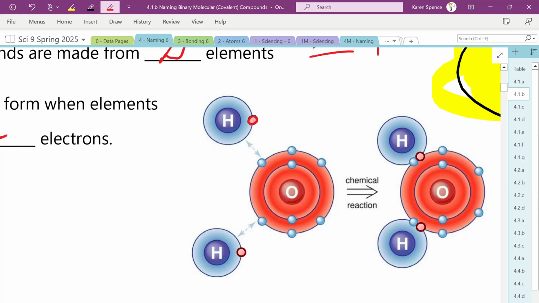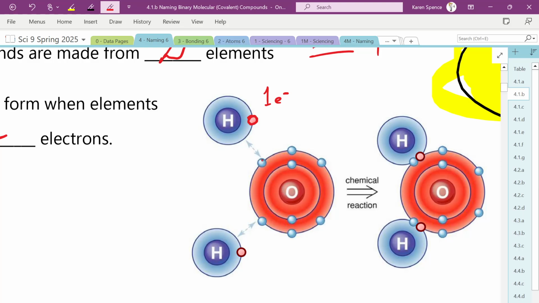Hydrogen has 1 electron. How many does it want to have? Shell number 1 is full when we have how many electrons? 2 electrons. So hydrogen only has 1 electron, but how many would it like? 2.